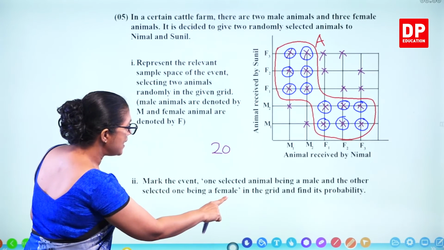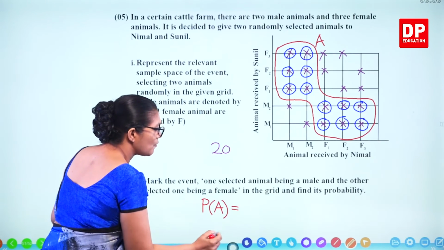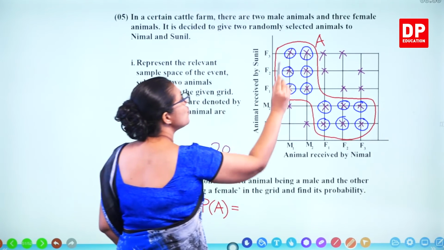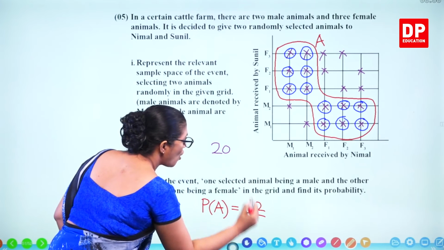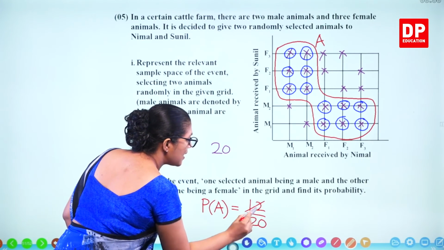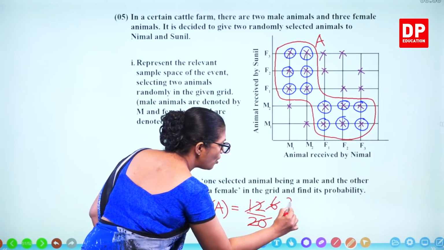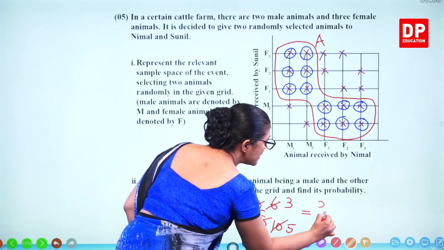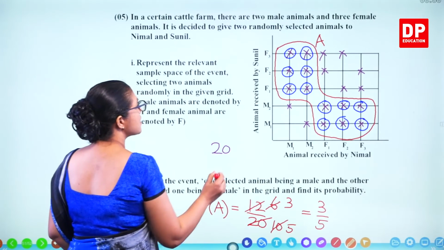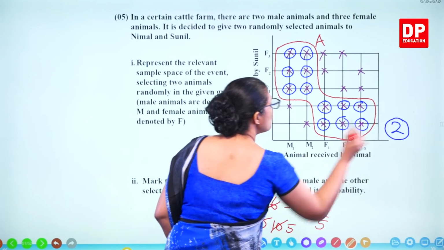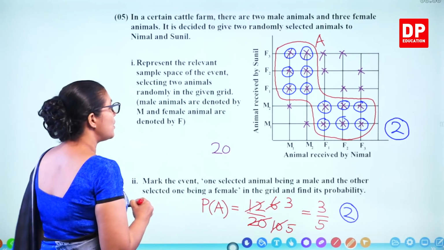So what's the probability? Probability of getting A. What's that? 1, 2, 3, 4, 5, 6, 7, 8, 9, 10, 11, 12. 12 out of 20. So 6 here you can divide by 2, 6 and 10. Again divide by 2, 3 and 5. So the probability is 3/5. So we'll give marks. Identify this one 2 marks and 2 marks here. Now we'll do the next one.